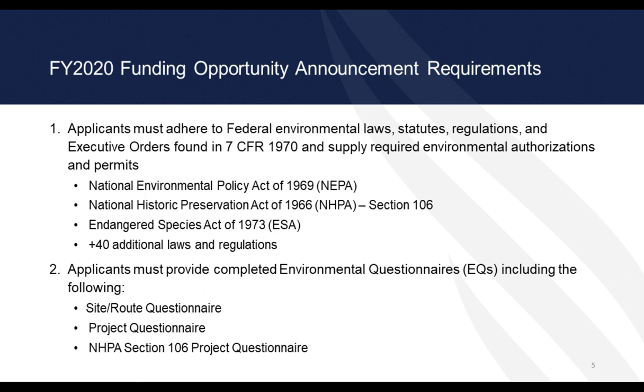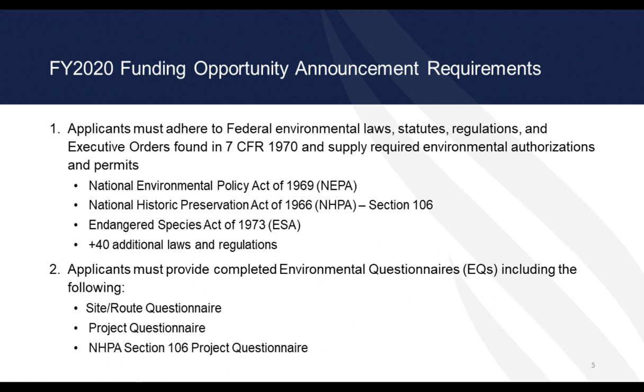Some of these environmental regulations include the National Environmental Policy Act of 1969, or NEPA, Section 106 of the National Historic Preservation Act of 1966, referred to as NHPA, and Section 7 of the Endangered Species Act of 1973, or ESA. These three examples are only 3 of the 40-plus laws, statutes, and regulations found in 7 CFR 1970. And I'll talk more about those environmental statutes in a few slides.